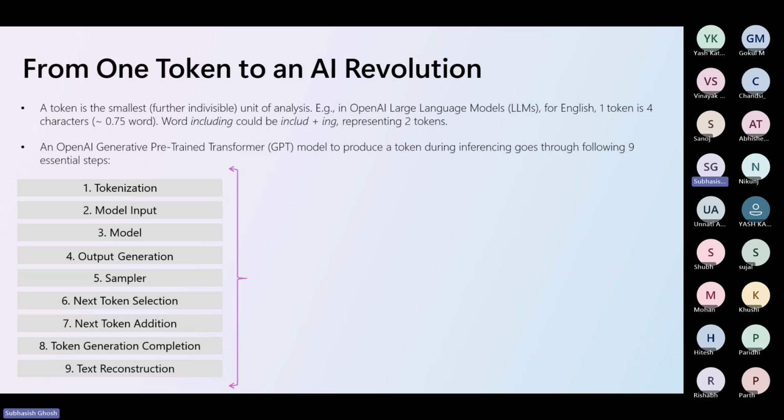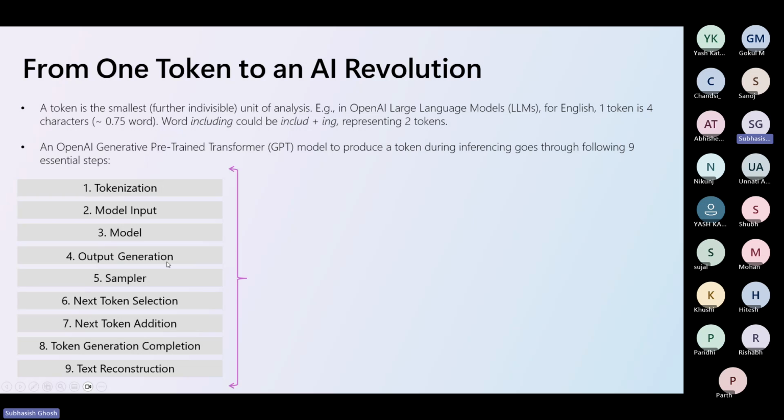What an OpenAI large language model does during its inferencing process for producing a token is go through these 9 layers that you see on the screen. These are pretty important to understand because this is the crux of what the tokenization process in generative AI talks about. So the first process itself is tokenization.